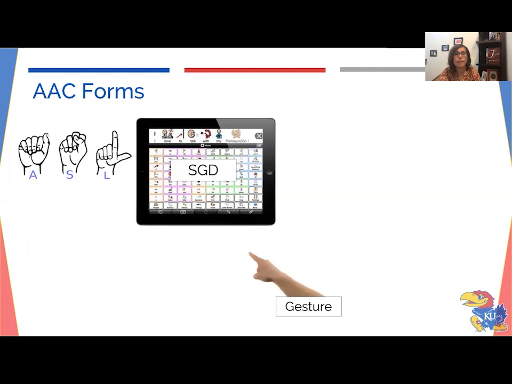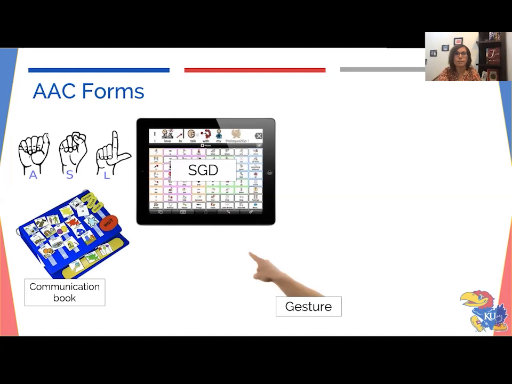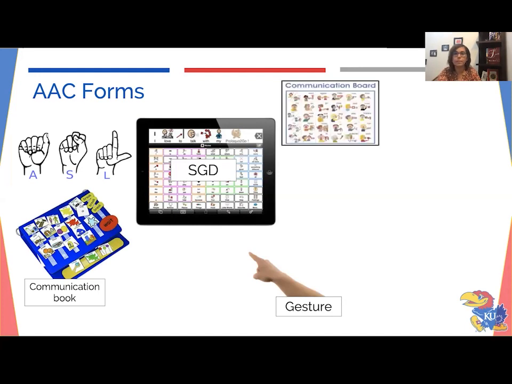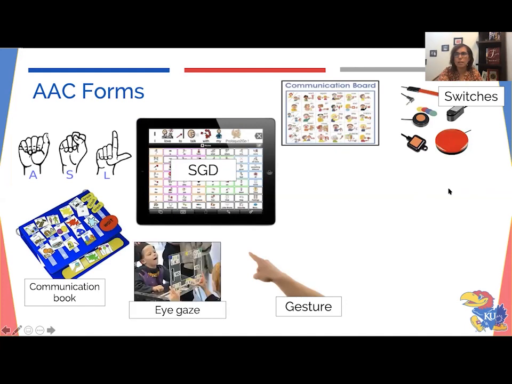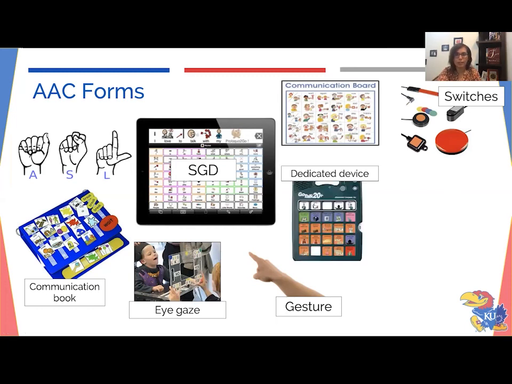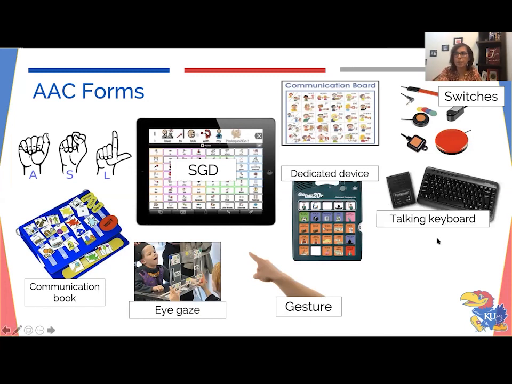formal sign languages and finger spelling, communication books, communication boards, single message switches. It's hard to see up there. There we go. Eye gaze technology, talking, dedicated AAC devices. Here's a talking keyboard. And then don't forget your standard paper and pencil. And like I said, there are many more options. As you can tell, I just ran out of space on the slide.